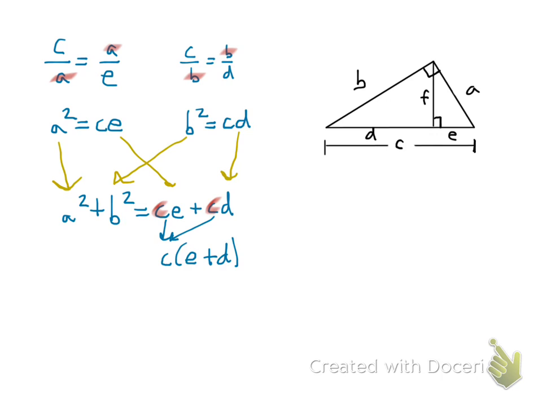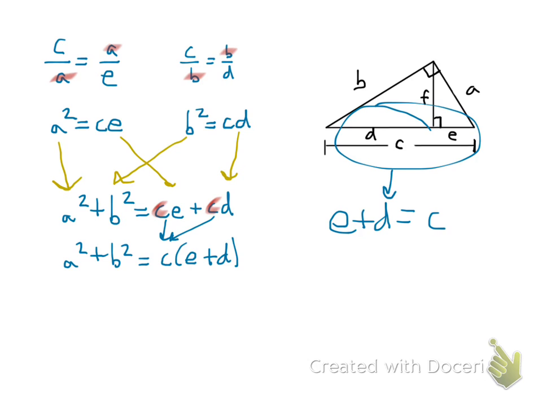Remember that from your algebra. And we end up with A squared plus B squared equals C times (E plus D) by pulling out that common factor D. Now what is E plus D? Well, look back up at the diagram. D plus E, or E plus D, equals C. That's what C broken down was.